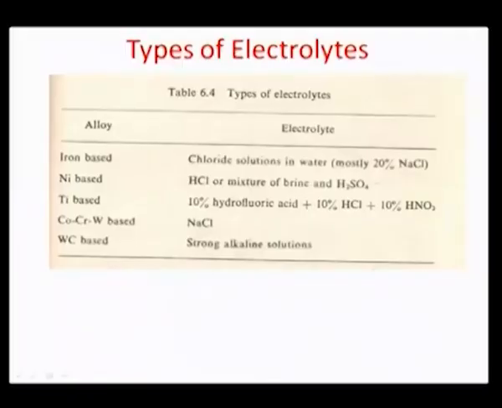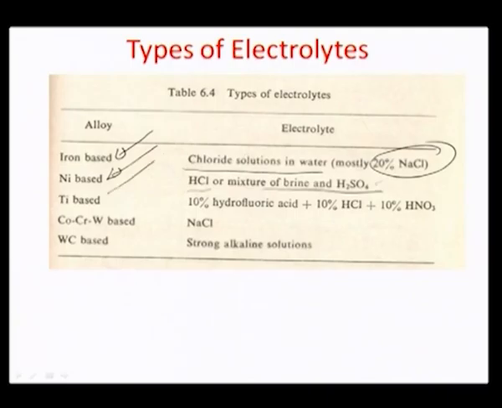Let's look at some of the systems which typically exist for some conventionally used alloys of engineering importance. For iron based systems, the electrolyte that is normally used is a chloride solution in water, a brine solution consisting of kitchen salt in water. 20% concentration is typically used for iron based workpieces for electrochemical machining. For nickel based samples, you use either hydrochloric acid or a mixture of again salt water and H2SO4.